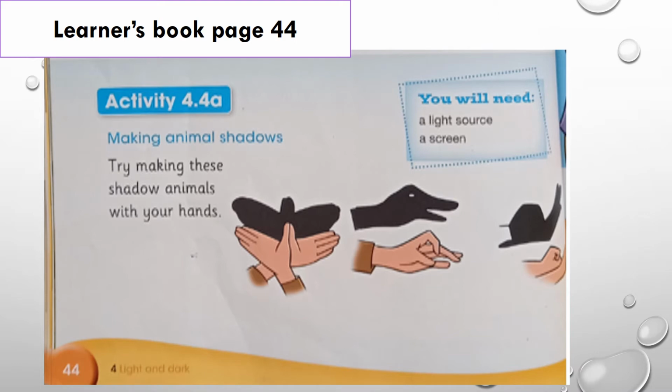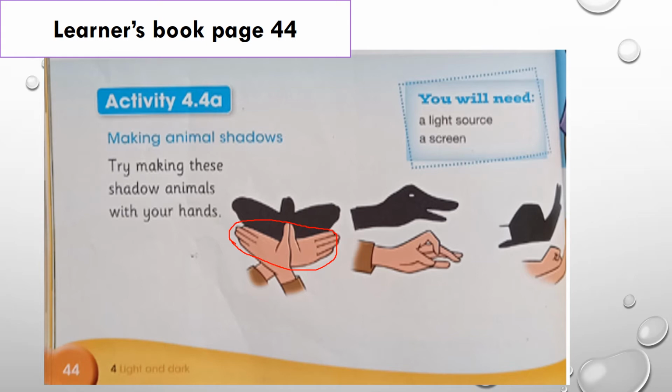Okay, let's go to our learner's books, page 44. Page 44, activity 4.4a, making animal shadows. Making animal shadows. You can try to make some of these shapes you see in the book, making different kinds of animals. You can try making these animal shapes with your hands as well, or animal shadows.